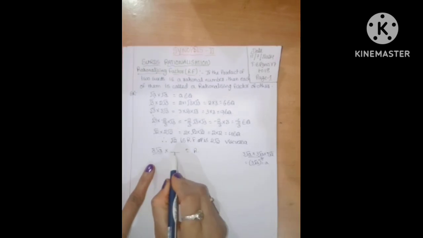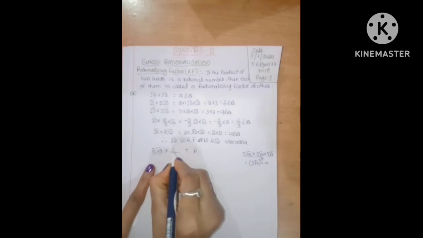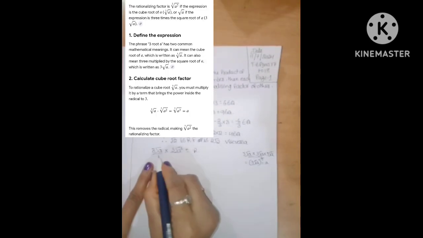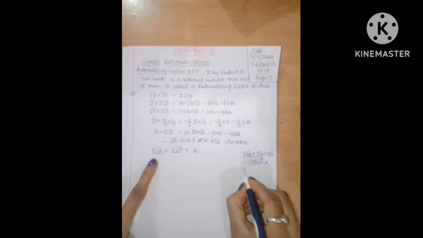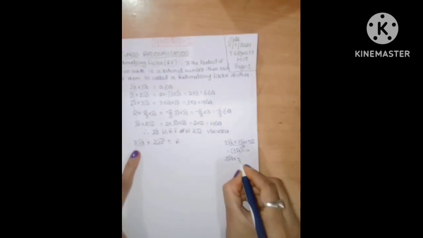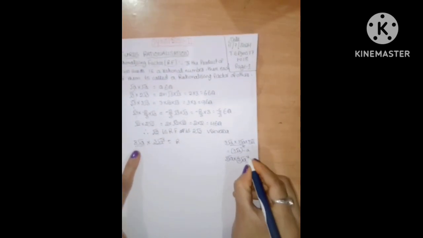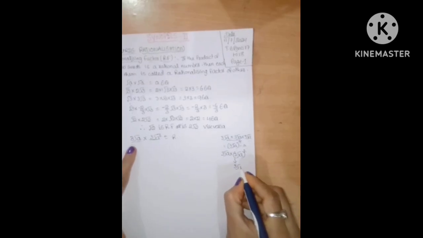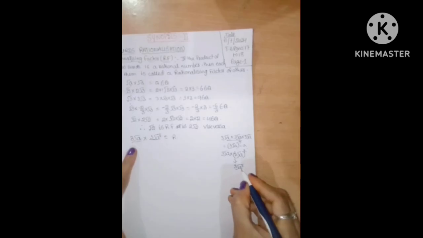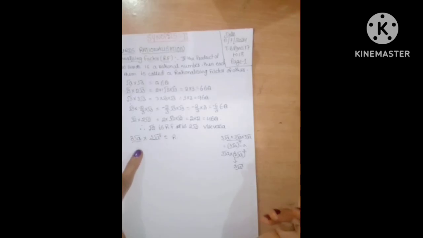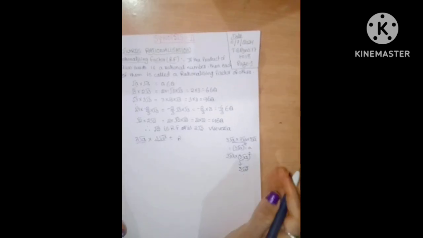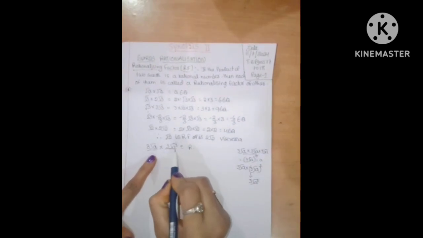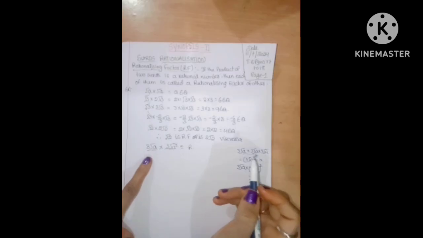So which number is multiplied by this one? Cube root a squared. Observe here: cube root a into cube root a squared. According to the law, it is nothing but the cube root of a squared. What is the rationalizing factor of cube root a? The rationalizing factor is cube root a squared.